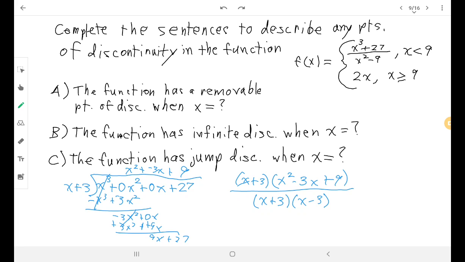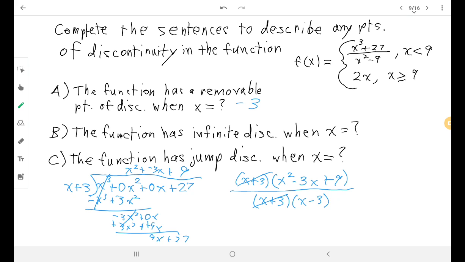So notice that we get a cancellation here, right? And a cancellation is what we call a removable discontinuity, a removable point of discontinuity. So that would happen when that value is 0, right? So when x is negative 3, we get a removable discontinuity. Okay? What that means is that there's going to be a hole there.